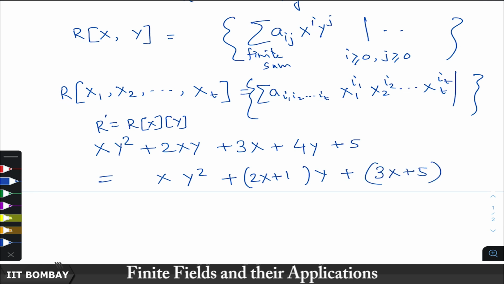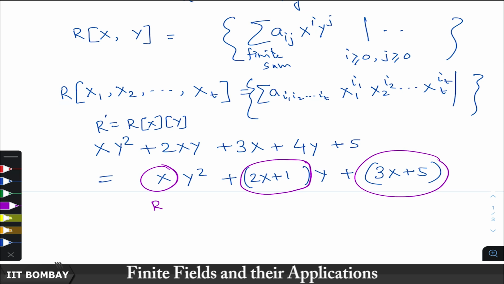So, one can see this as a polynomial over y, where these are the coefficients. And where are the coefficients from? Coefficients are from R[x]. These are polynomials in x.